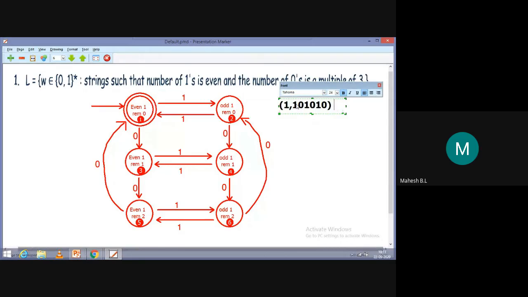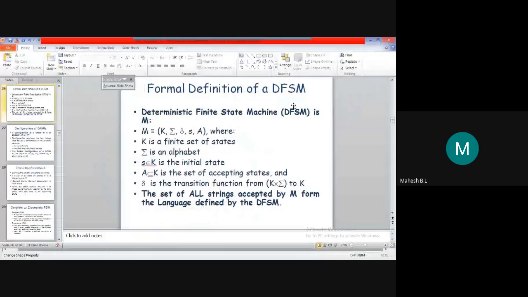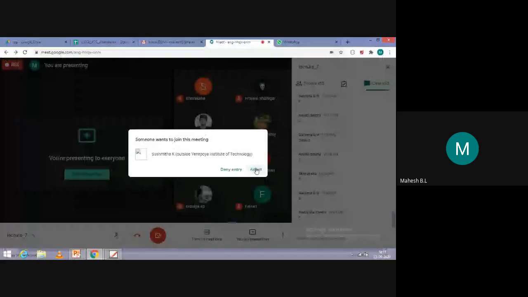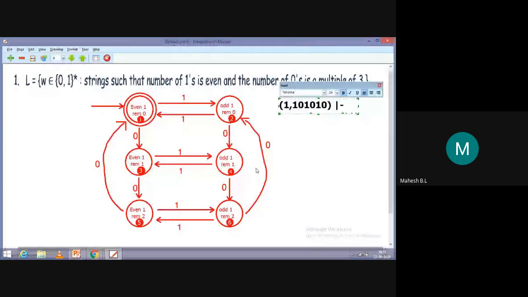Then this configuration yields one more configuration by consuming one of the input symbols. Which is the first input symbol? 1. So in state 1, input symbol 1, we make a transition to state 2. So 2 comma, what is the remaining input? 0 1 0 1 0.